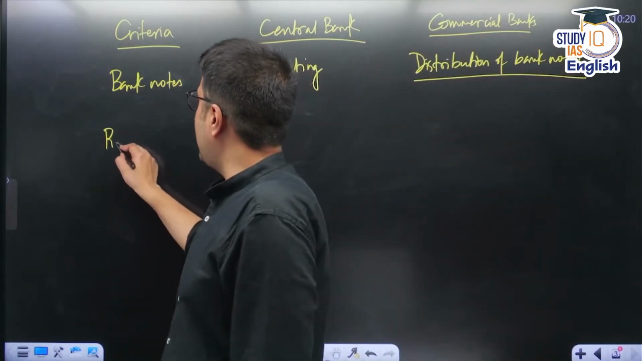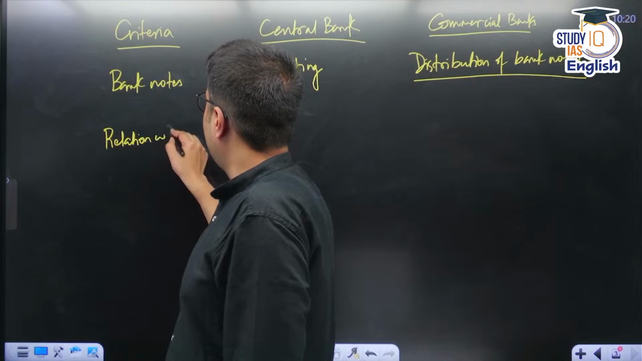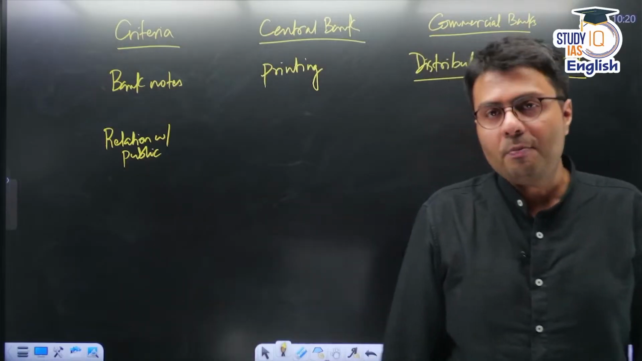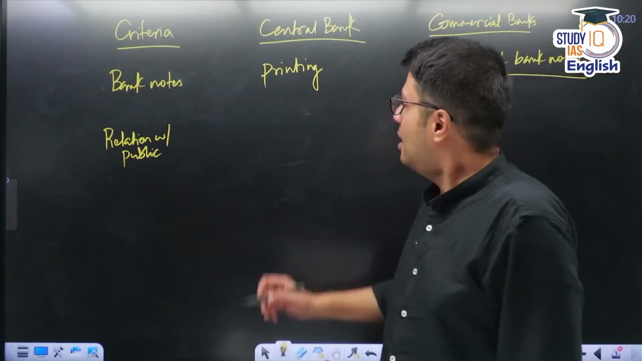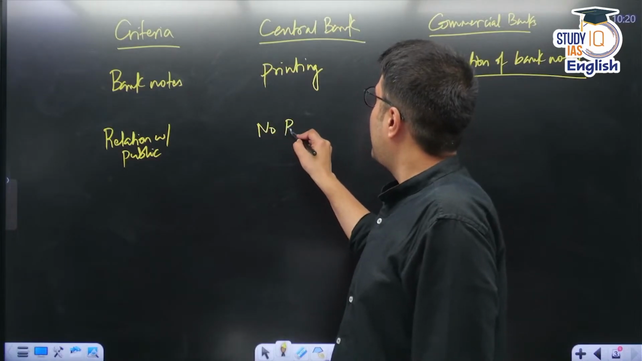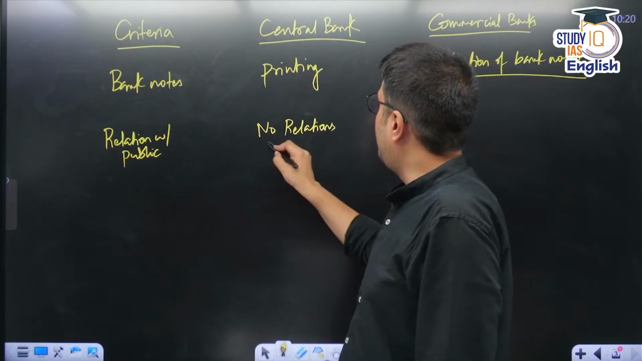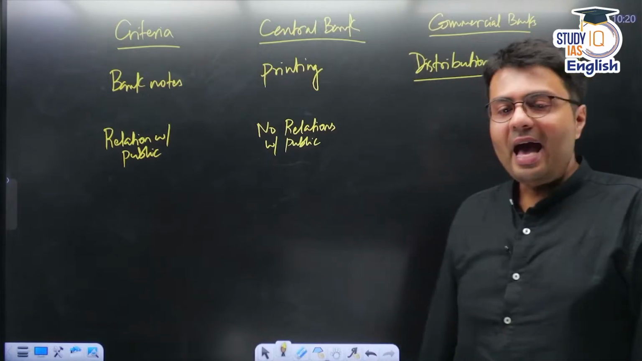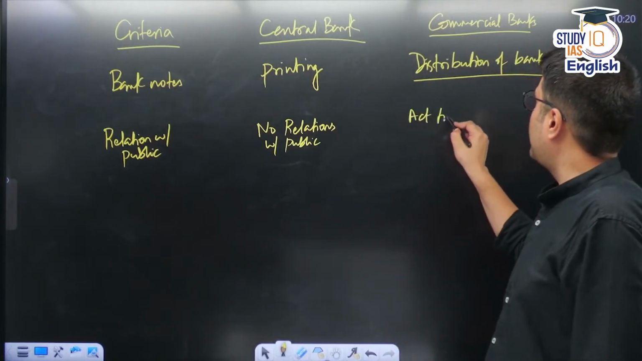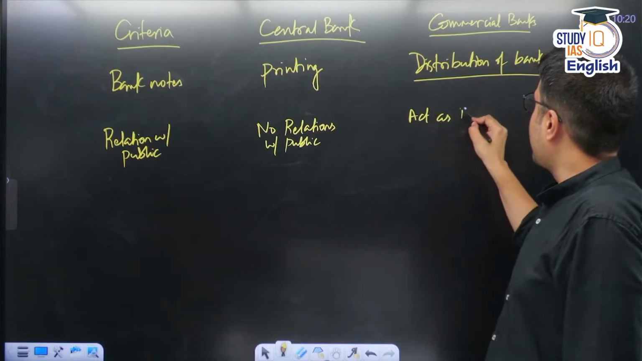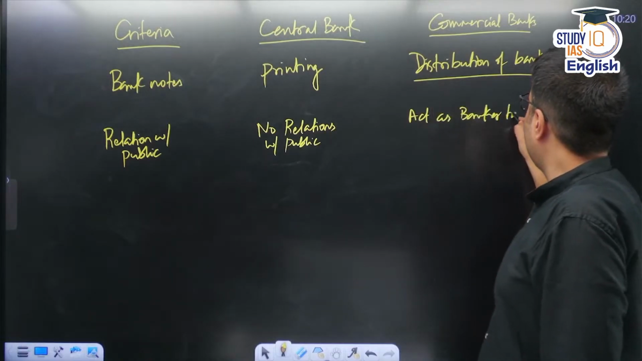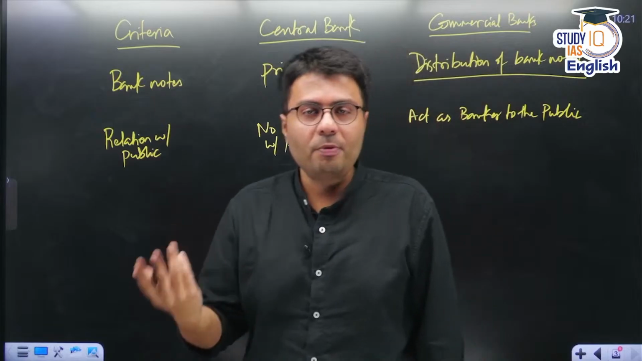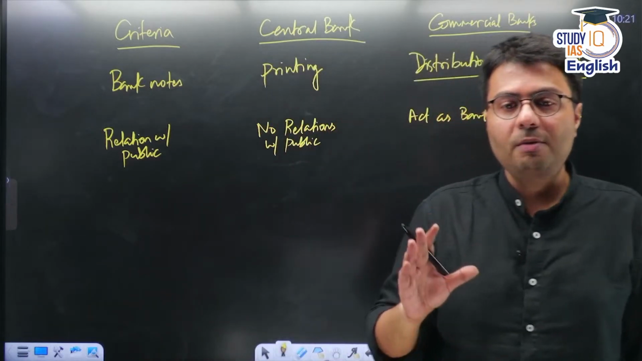Now, any idea how is the relation with public with respect to these two types of institutions? Do you think you can go directly to RBI and open a bank account? The answer obviously is no. So in that regard, central bank has no relations with public. Whereas on the other hand, commercial banks act as banker to the public. So you can go open a savings bank account and keep your salaries in it. You can open a fixed deposit account and keep your savings in it.